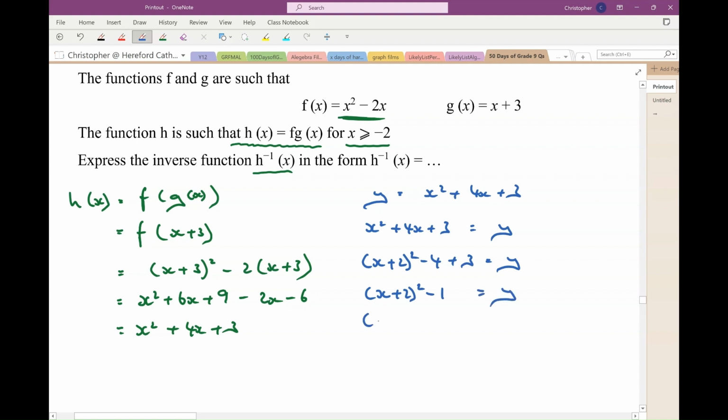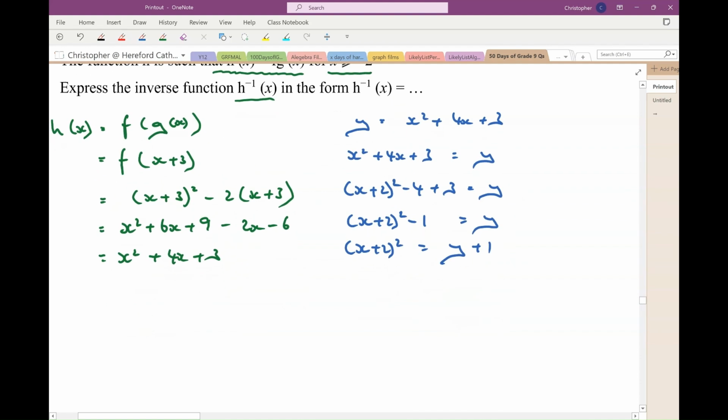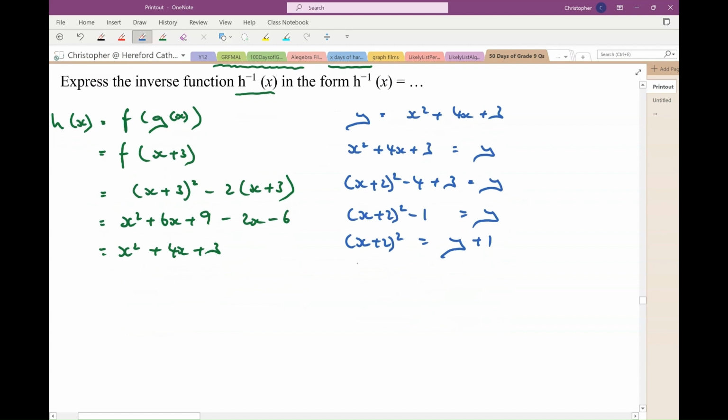Let's add 1 to both sides. x plus 2 squared equals y plus 1. Now, let's square root both sides. So x plus 2 equals plus or minus the square root of y plus 1.